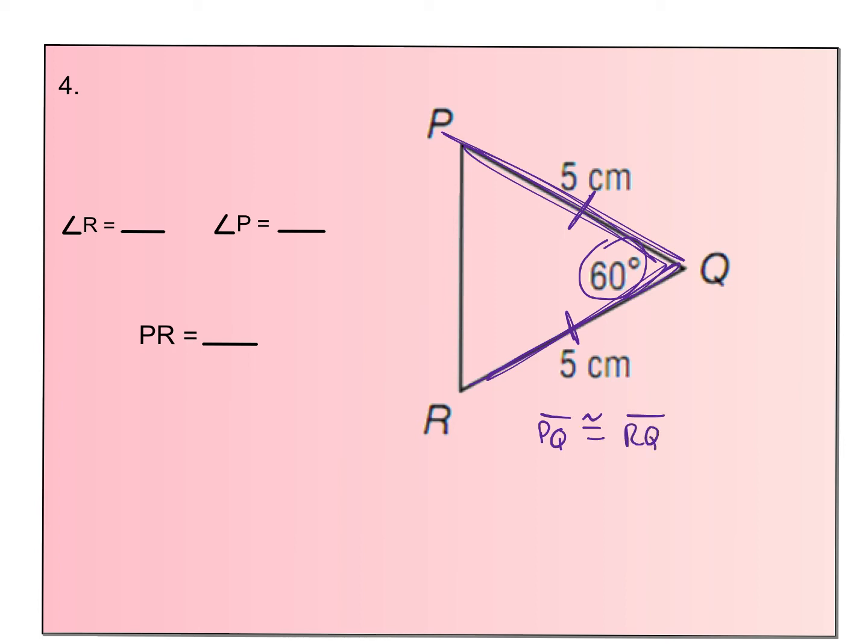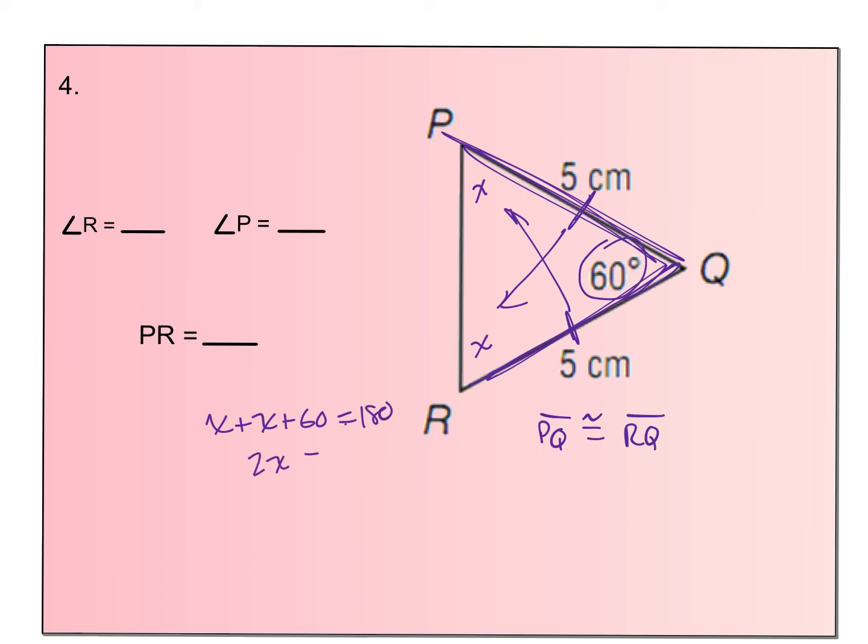PQ is equal to RQ. Okay, we know that for a fact. So now, if that's true, that means those opposite sides are equal. Or opposite angles are equal. Sorry, opposite angles are equal. So now, we know that both of these are going to be x. Well, just by doing some simple math, x plus 60 has to equal 180.